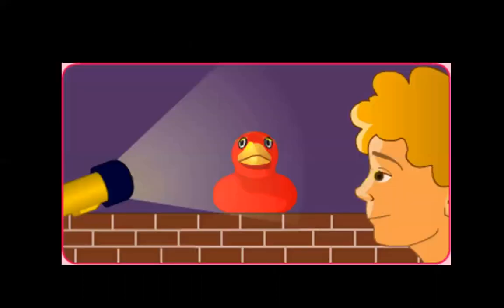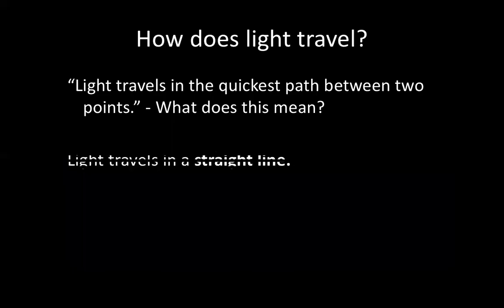For example, in this picture, the light from the torch bounces off the duck and into our eyes. So the duck itself is not luminous, but we are able to see it.